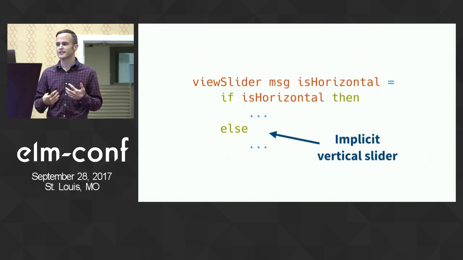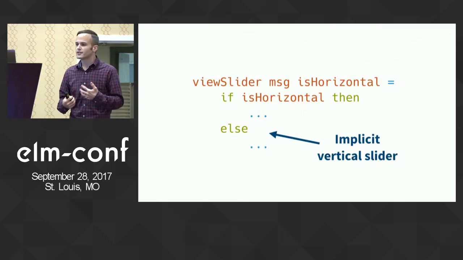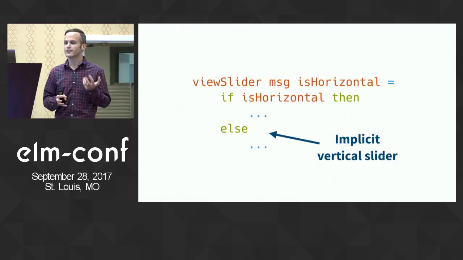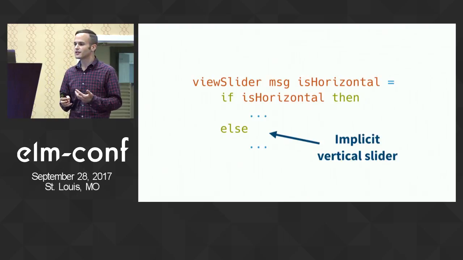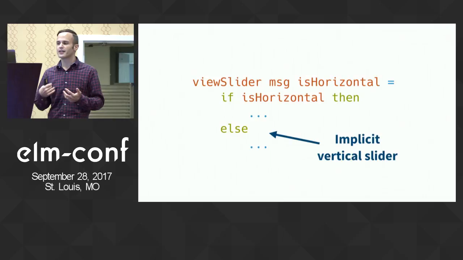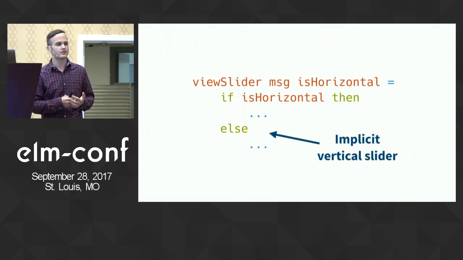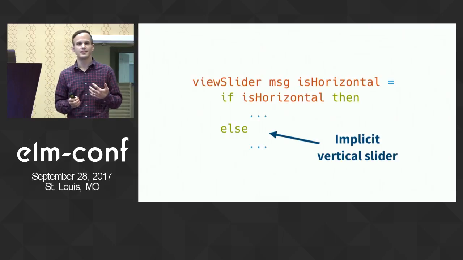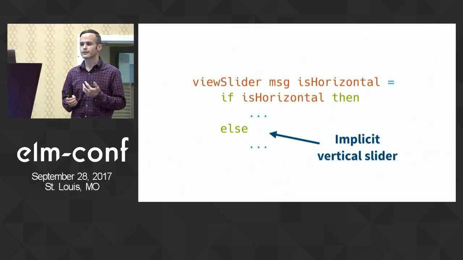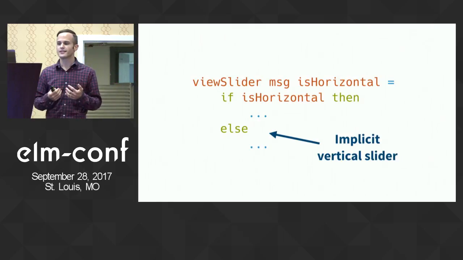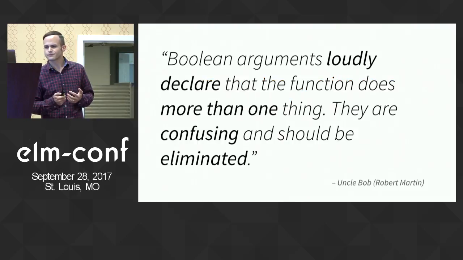Here, implicitly, this is a vertical slider. So it's not only confusing what this argument does from its usage, but we're again encapsulating binary state with meaningless values. There's no way for a caller to know what the implicit state is without reading through the code. So Boolean arguments create this loss of intent.